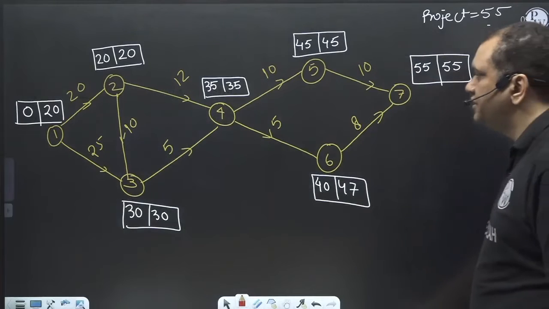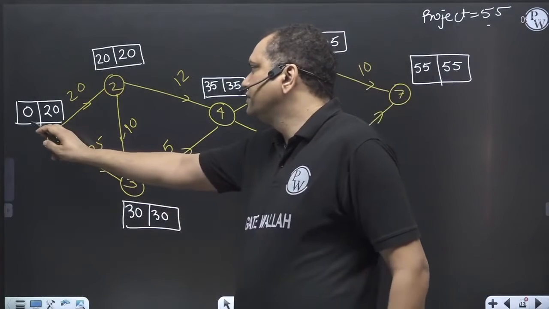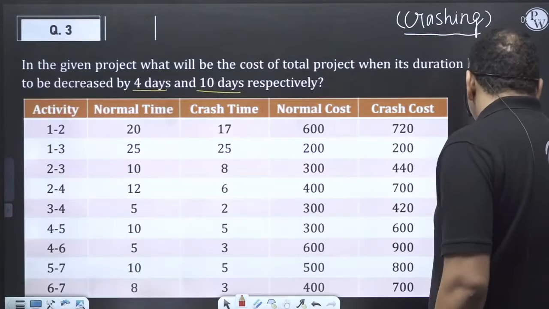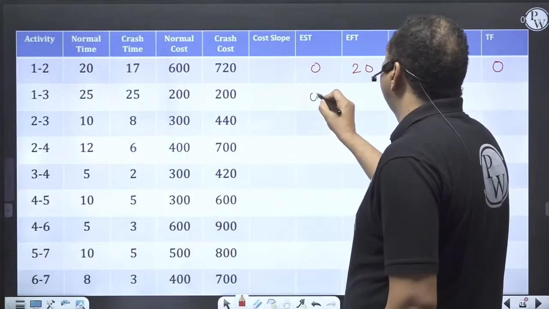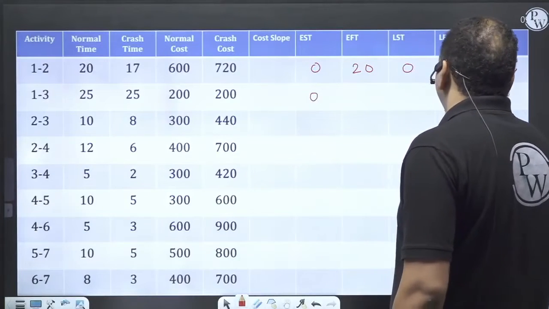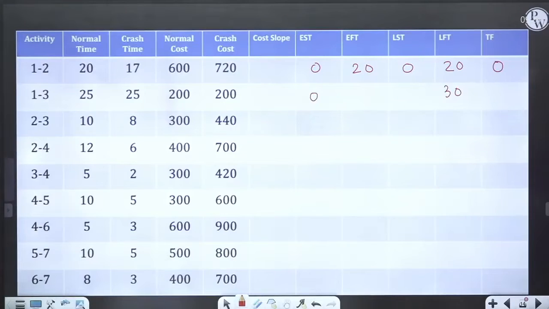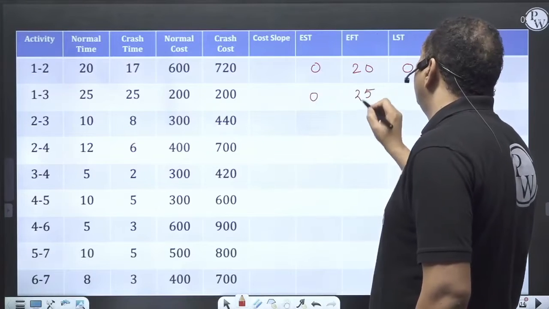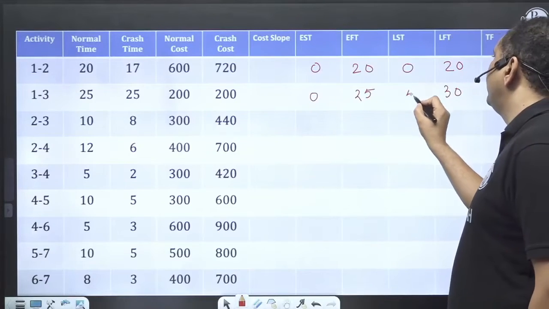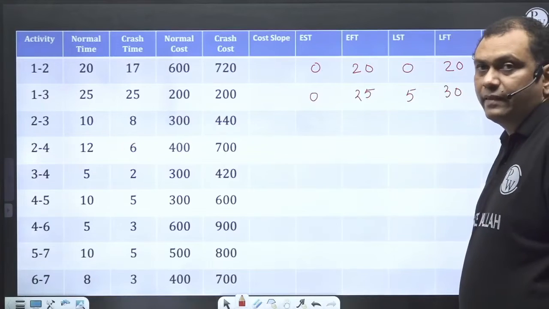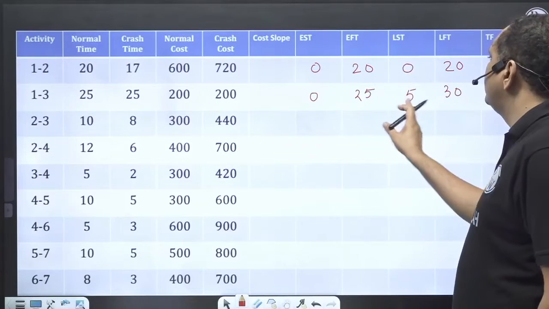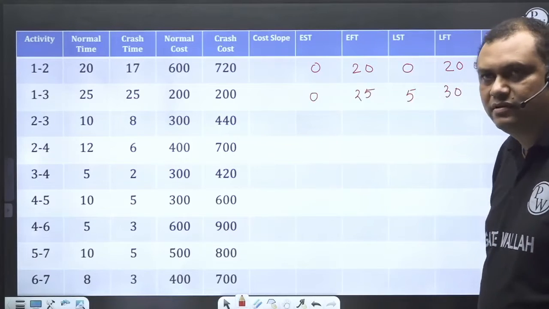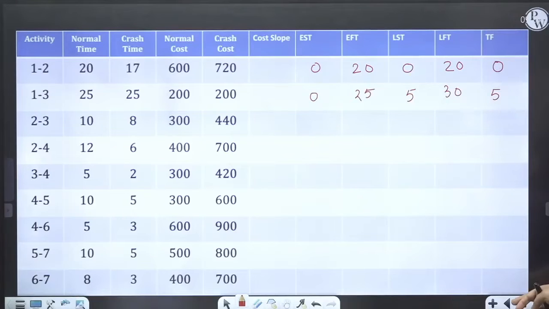Now, activity 1 to 3. Earliest start time 0. Latest finish time 30. Activity consumes 25 units of time. So 0 plus 25 is 25. And 30 minus 25 is 5. Correct? And the total float is this minus this, or this minus this. Total float is 5 units.